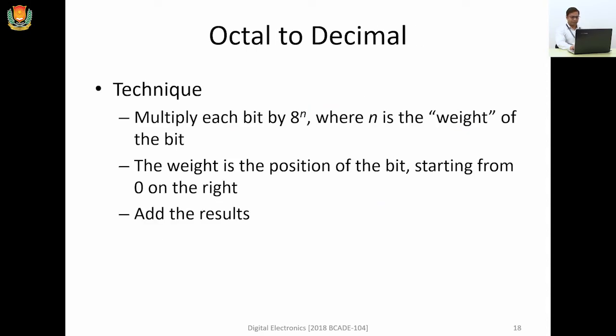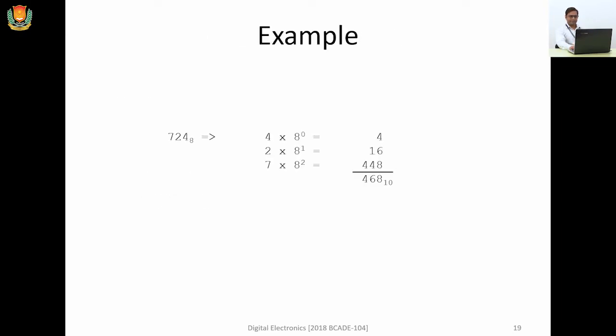Okay. The next conversion is octal to decimal. In the octal number system, each bit is multiplied by 8 to the power n, where n is the place value or the weight. It is an example conversion of an octal number into decimal. Suppose the number is 724 in octal.